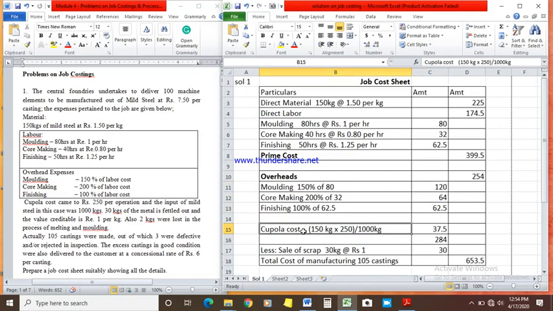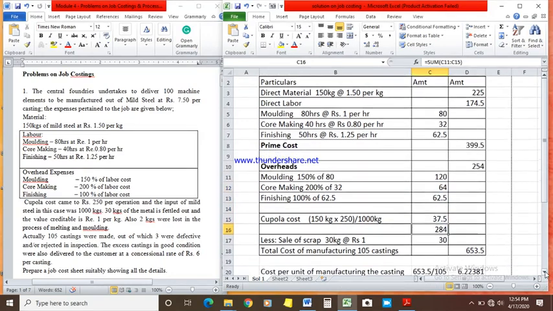Hence the cupola cost is mentioned as for 1000 kg it is 250 rupees per operation. Since the amount of mild steel that is infused is just 150 kg, how I am going to calculate is 150 kg into 250 divided by 1000 kg. So by doing so, we will get the cupola cost. So by taking the addition of all these, we get the overhead cost.